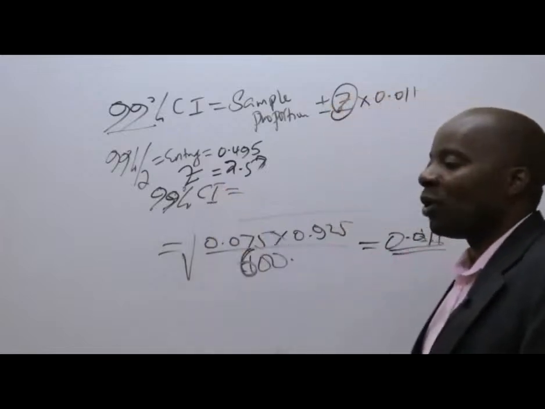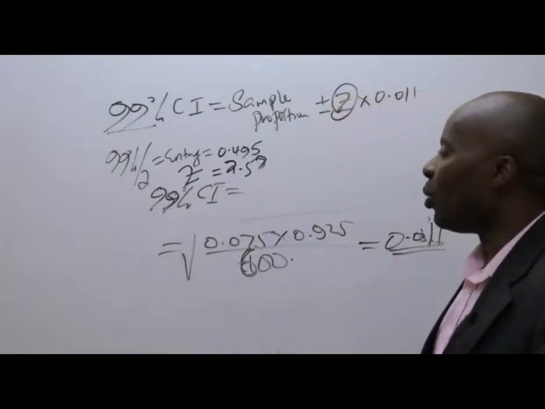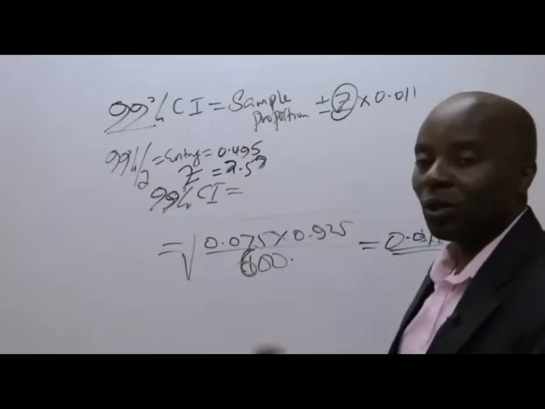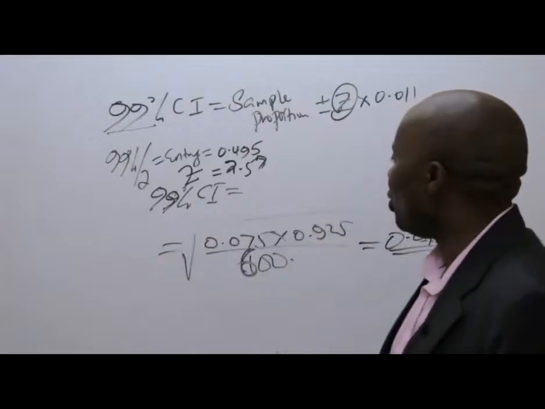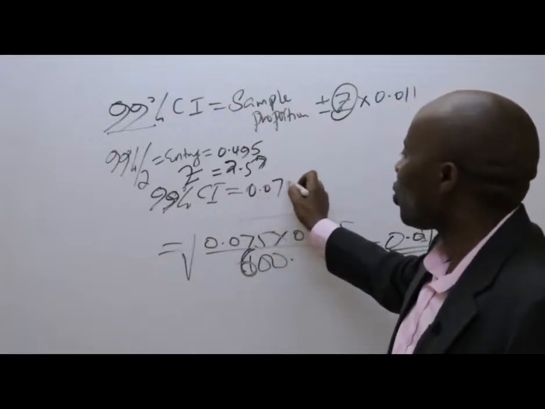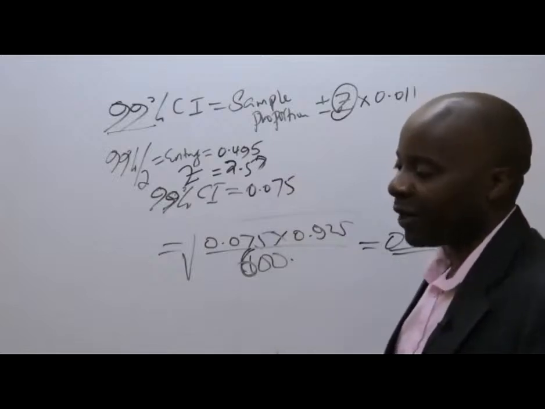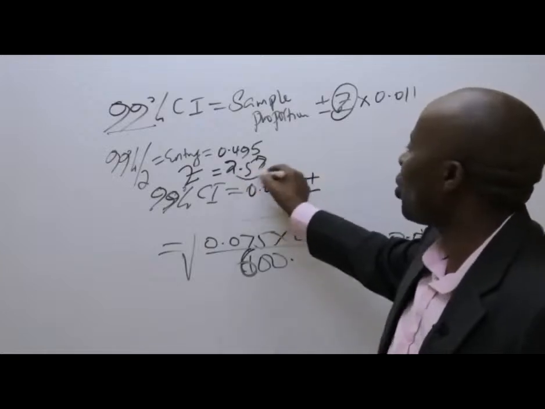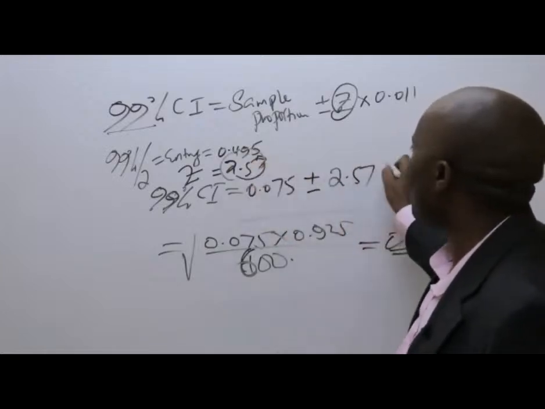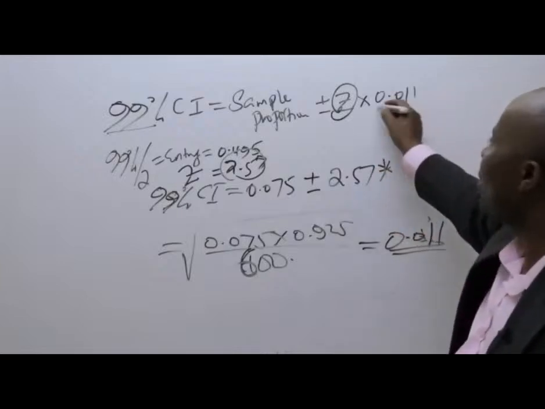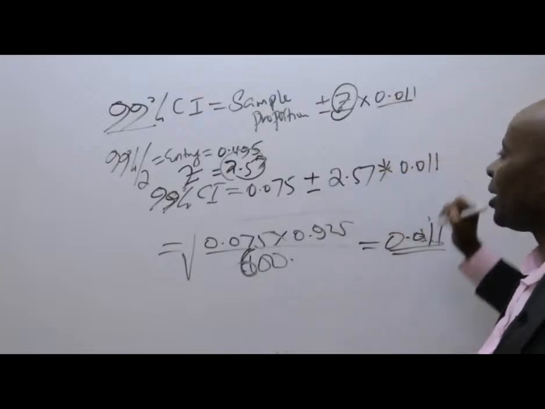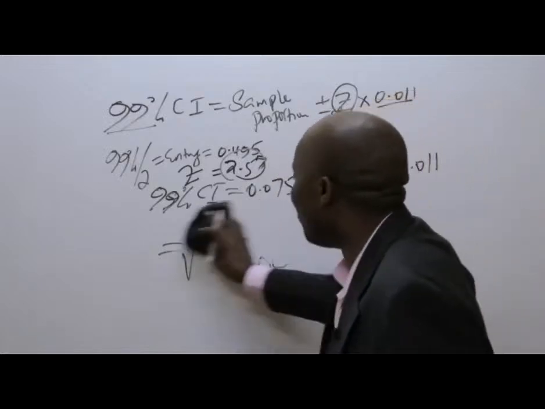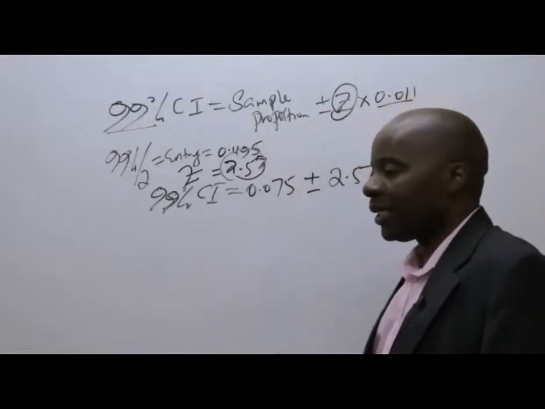Once I have my 2.57, I will come and give you the 99% confidence interval. This will be equal to the sample proportion, the one you had given me, the errors, 45 over 600, which is 0.075, plus or minus the Z score that you've read, which is 2.57, times the standard error, which is 0.011. Could you kindly go ahead and give us the lower limit and the upper limit?